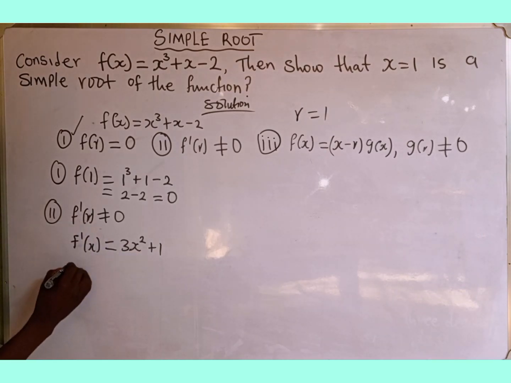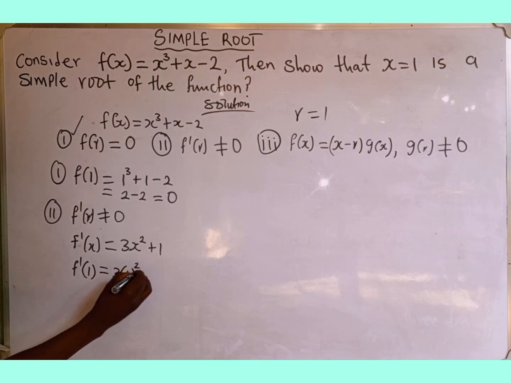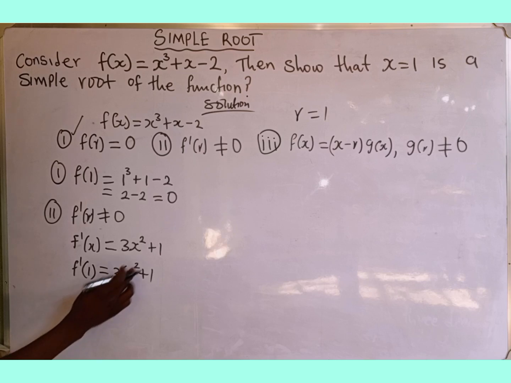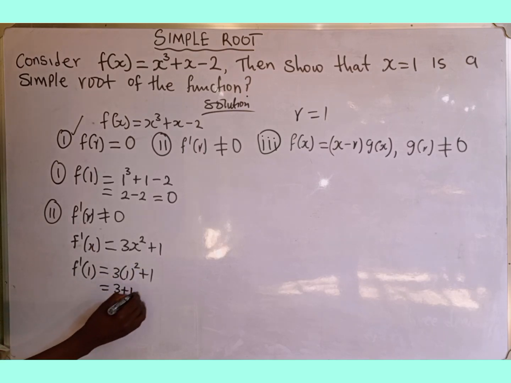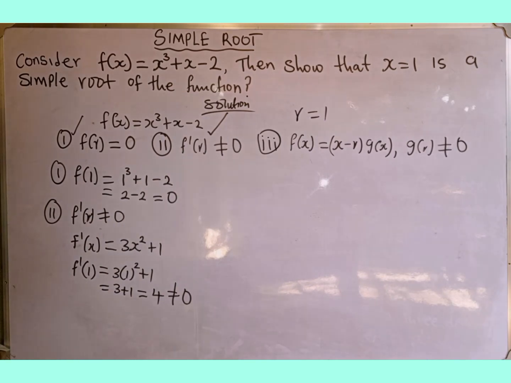Now we're going to substitute r. It's going to be f prime of 1, which is equal to 3 times 1 squared, then plus 1. What we just do is replace x with 1. So which is equal to what? 1 squared is 1. Then 1 multiplied by 3 is going to be 3, plus 1, which is equal to 4. And this 4 is not equal to 0. Therefore, the second condition is satisfied.